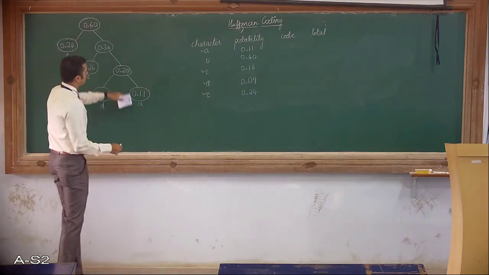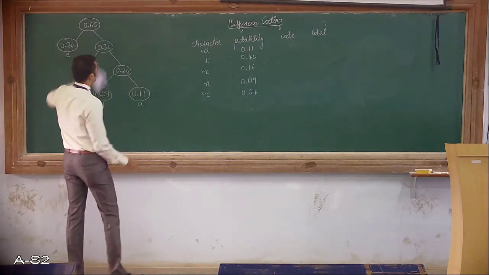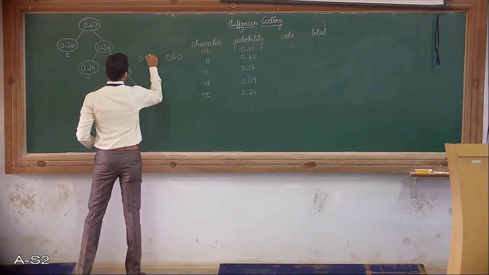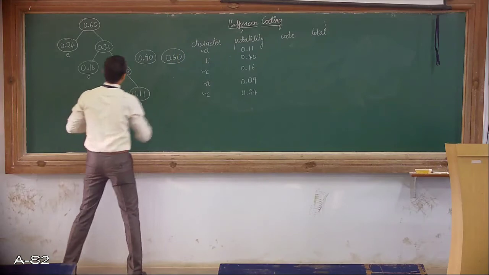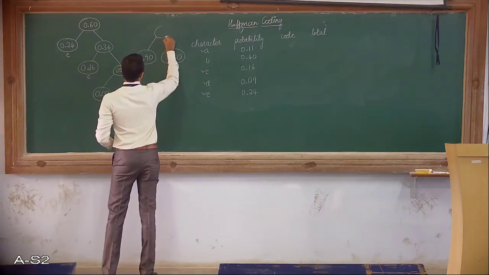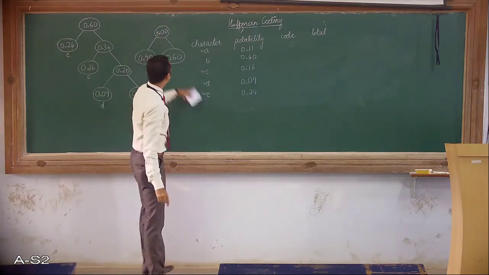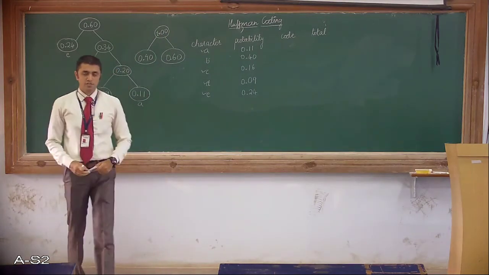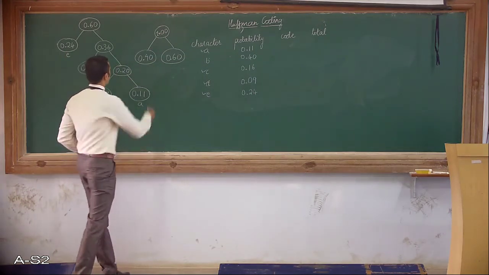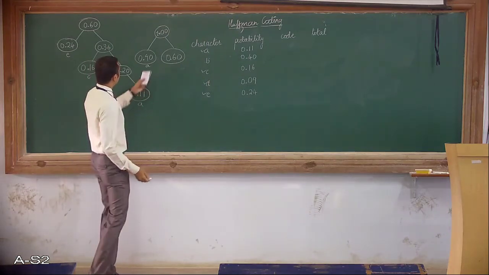So 0.60 and 0.40. 0.40 is less than 0.60. So this is 0.60 and 0.40. I don't have space over here, so that is why I have written it here. So add these two. What will you get? 1.00. So the addition always of these probabilities has to come to 1. If you don't get 1 over here, then you've made a mistake somewhere. So this is A. Alright. Next.